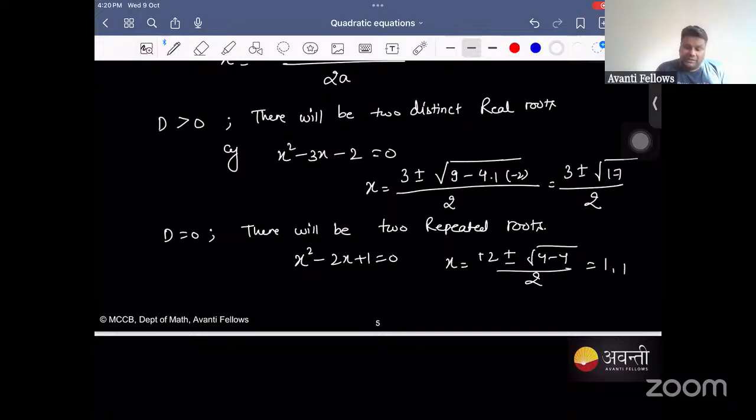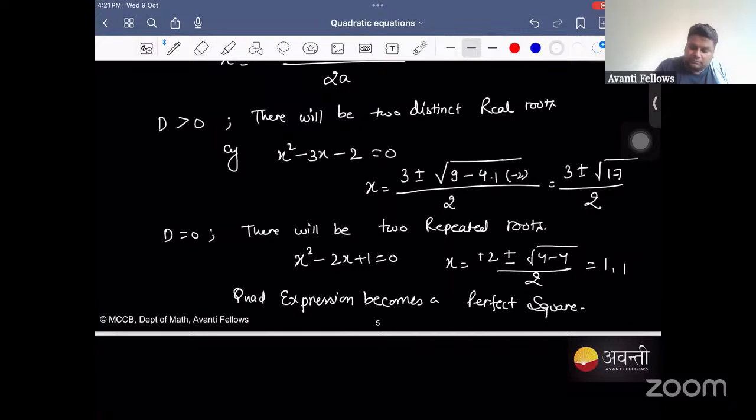So in this case, quadratic equation generally becomes a perfect square. So in this case, quadratic equation, I should not use the word equation, I should use the word expression. Quadratic expression becomes a perfect square. Am I correct?